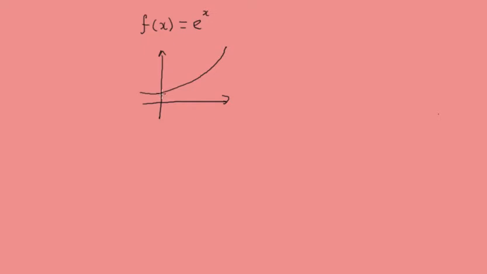Now, if you were to graph the derivative, or the gradient of this function at all the different points, you would find the two graphs were identical because the derivative of e to the x is e to the x. And we'll run through a little explanation as to why that is the case.